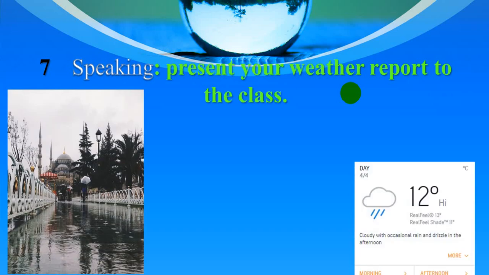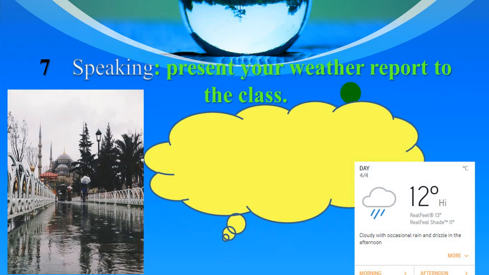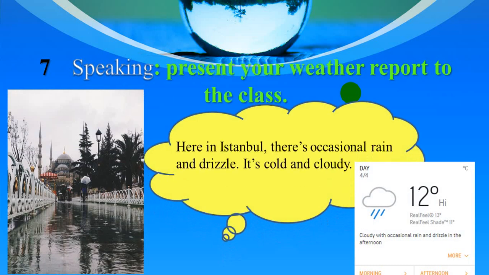I opened Google yesterday and I searched for Istanbul weather. Here in Istanbul, there's occasional rain and drizzle. It's cold and cloudy. So today's weather forecast for Istanbul, if you search in Google: cloudy with occasional rain and a drizzle in the afternoon. So there will be a drizzle, a little rain, okay? See, it's drizzling here.